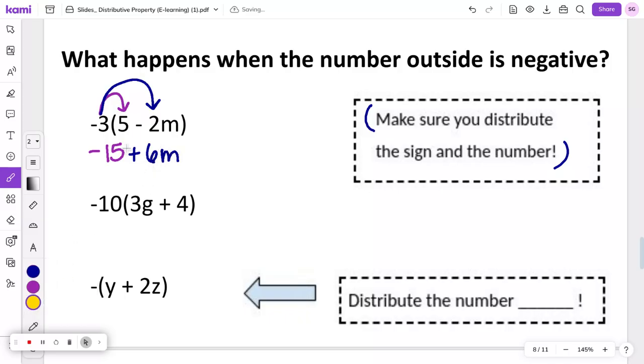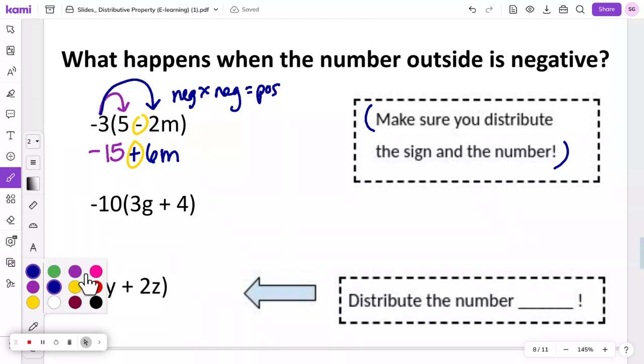I really want to emphasize here, notice I'm not always copying the same sign. Here it changed because here we had to multiply a negative by a negative to get a positive. So those 2 negative signs when we multiplied became our plus sign. One more time, go ahead, pause the video and try these other 2 problems now.